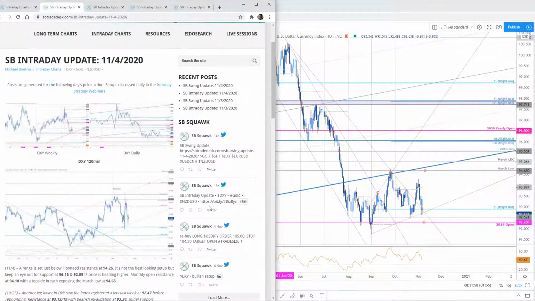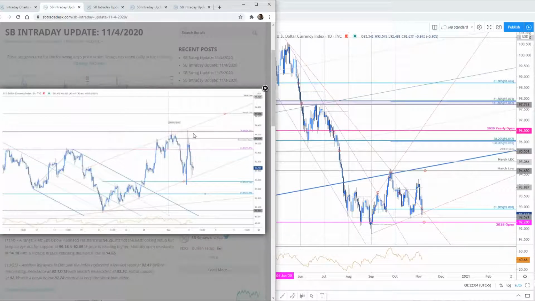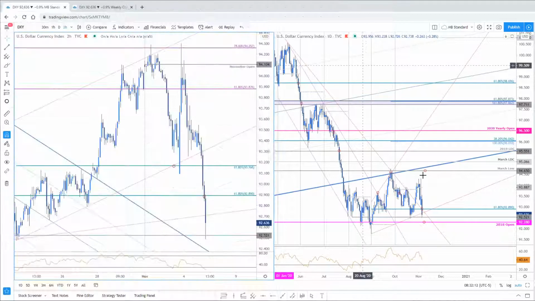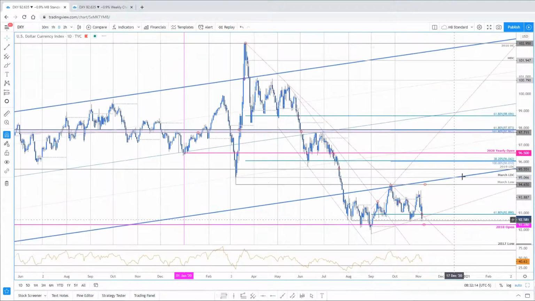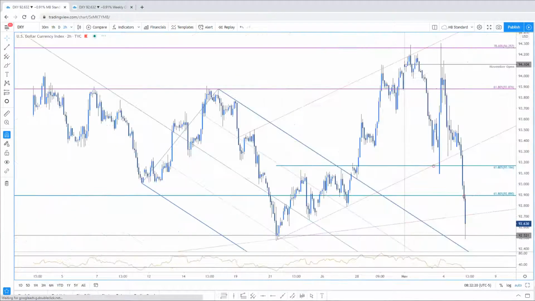Here's the DXY as it looked last night. At the end of the day, we set a pretty radical weekly opening range right below Fibonacci resistance at 94.25. The downside break here is problematic, okay? Now, let me show you what the real one looks like right now. Now, we've taken out the weekly range lows.